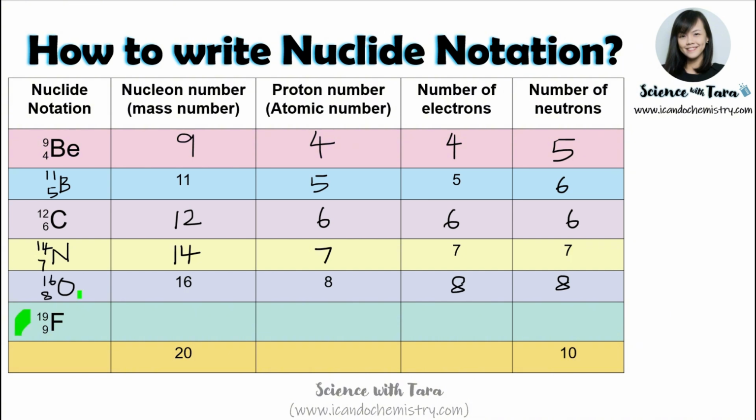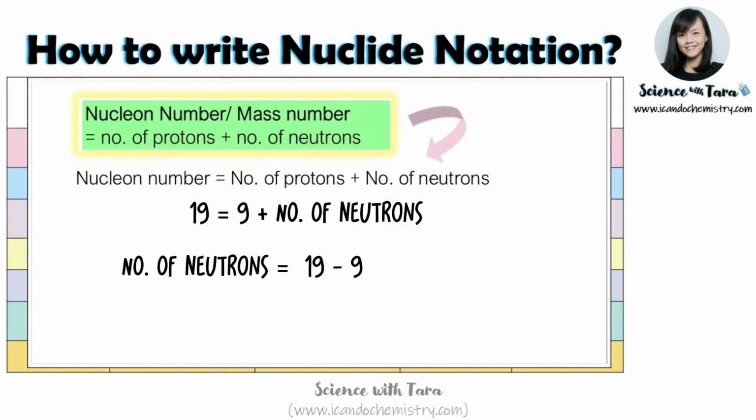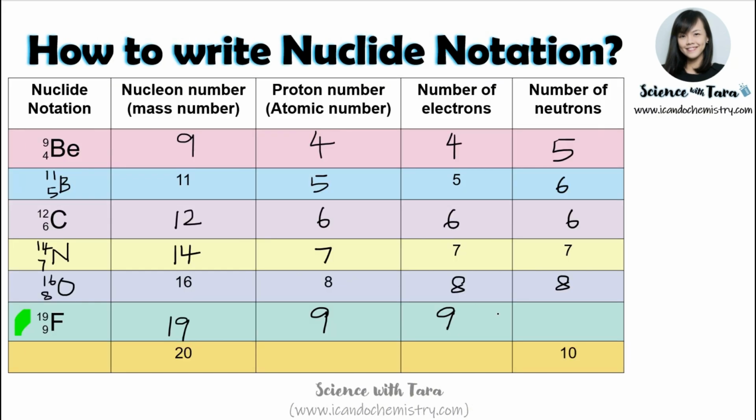Next, with this nuclide notation, we know that proton number is 9. The number of electrons is also 9. The nucleon number is 19, hence the number of neutrons is 19 minus 9, which is 10. Got it? Good job.